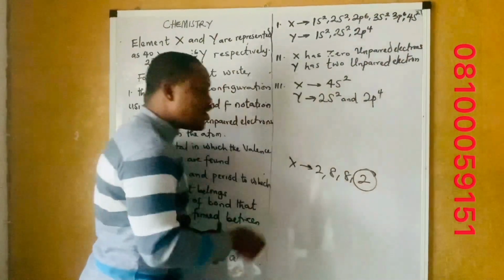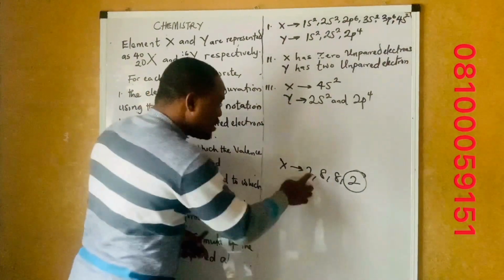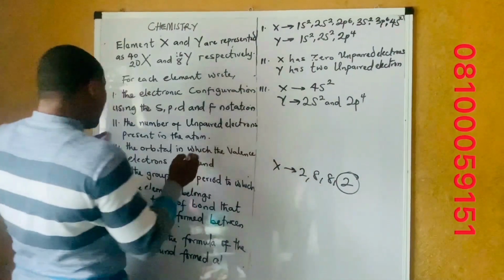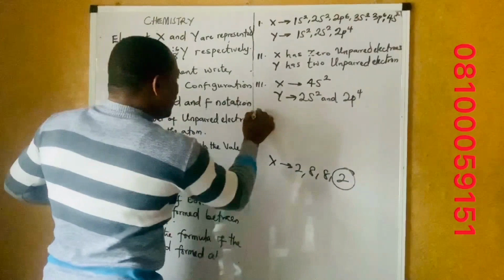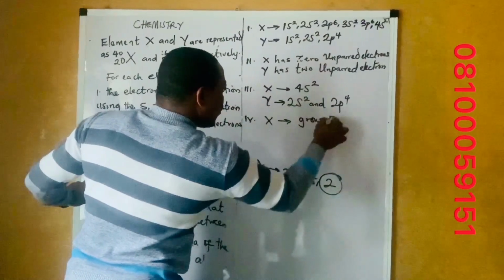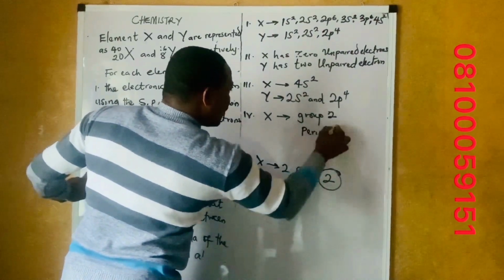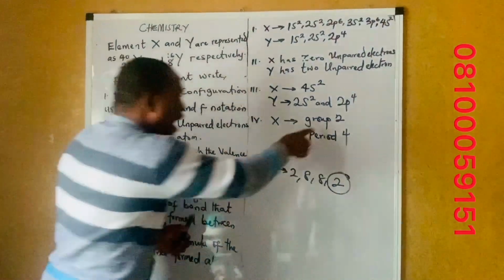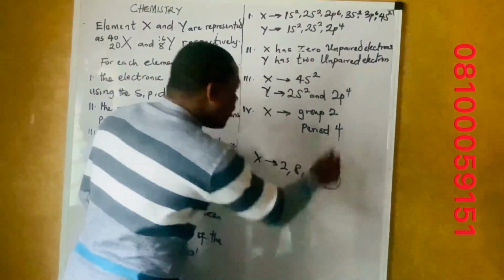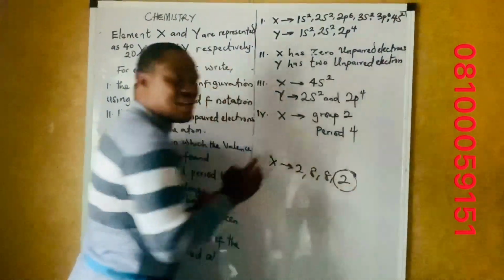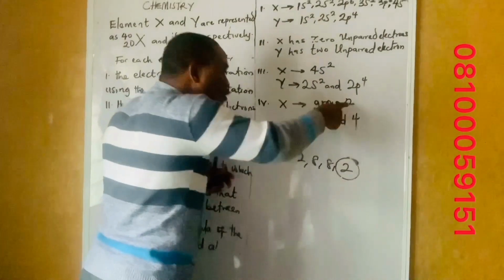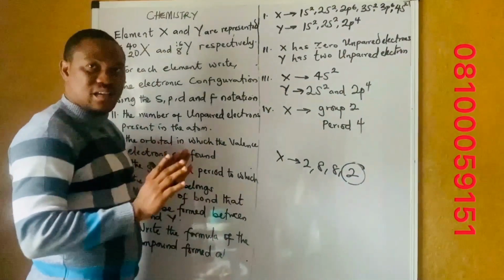And the period is the number of shells that you have. So number 1 shell, number 2 shell, number 3 shell, number 4 shell. So X will be in group 2, period 4. I hope that is clear. How do I get the group? The number of electrons that is outside, 2, while the period is 1, 2, 3, 4. So if you go and check atomic number 20, which is calcium, in the periodic table, you're going to find it in group 2 and in period 4. I hope this is very clear.